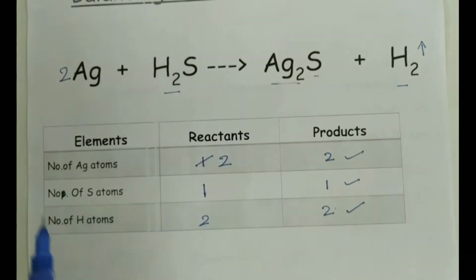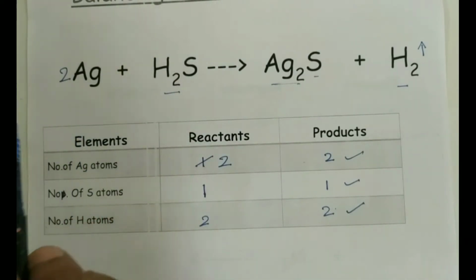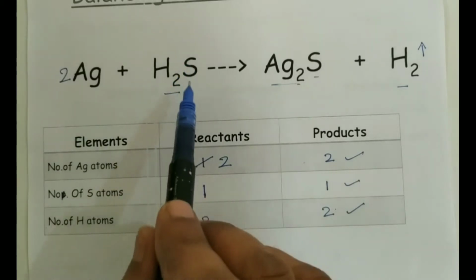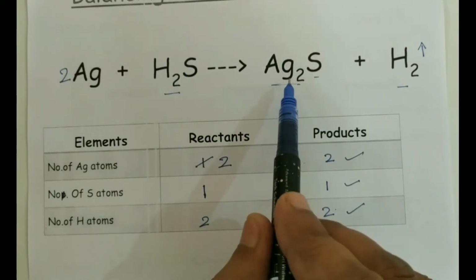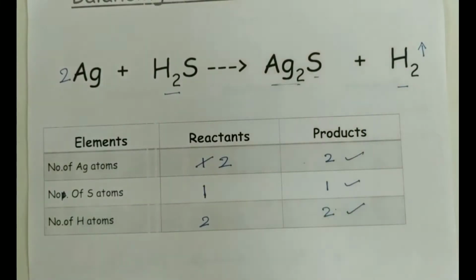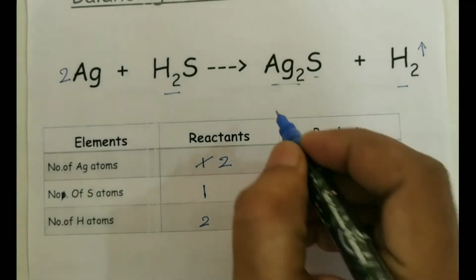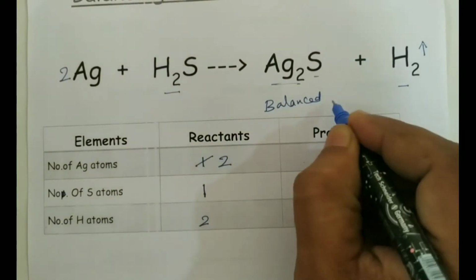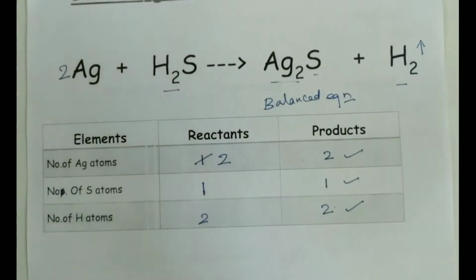Therefore the balanced chemical equation is now 2Ag plus H2S, forming Ag2S plus H2 gas. So this is one of the examples that we have to balance. It was unbalanced at first, and now it has become a balanced equation, right? Okay, shall we take one more?